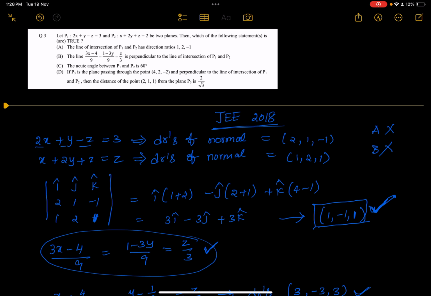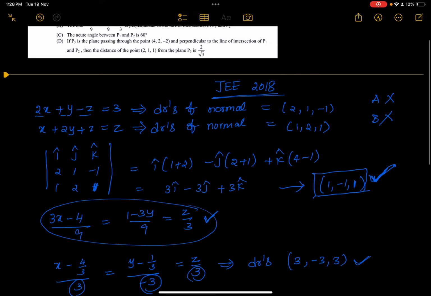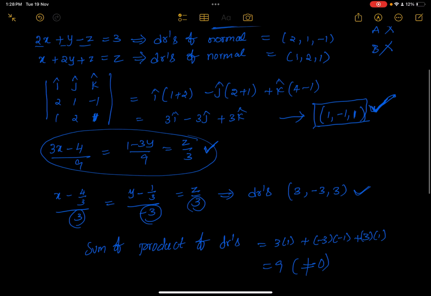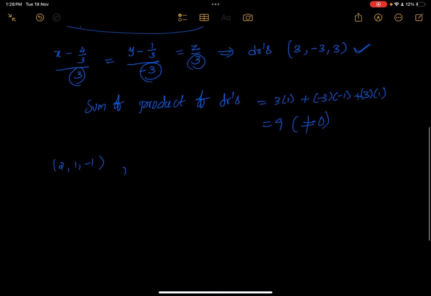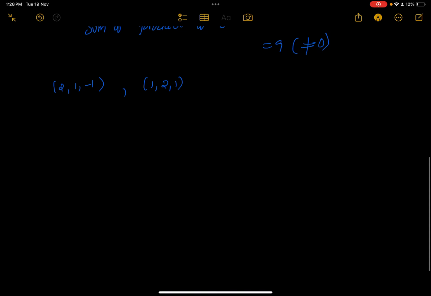Option C, the acute angle between the planes P1 and P2. The DRs of the first plane are 2, 1, minus 1. The DRs of the second plane are 1, 2, 1. You are asked to find the acute angle. So you have this formula.